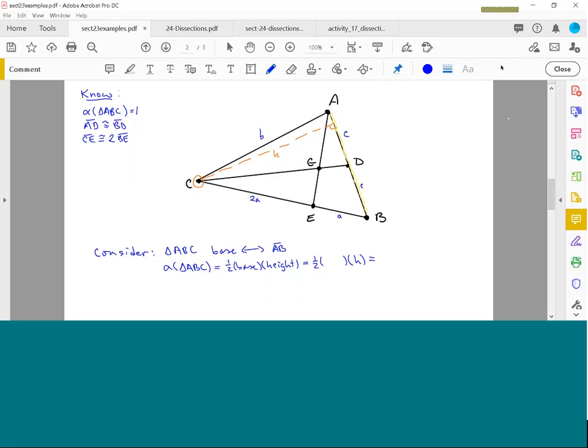Yep, it's totally going to be 2c, which means when we simplify this, the 2 and the 1/2 are going to cancel. We'll get h times c. So what we find out is h times c equals 1. And you might be thinking to yourself, not super helpful right now. Don't worry, it will be.